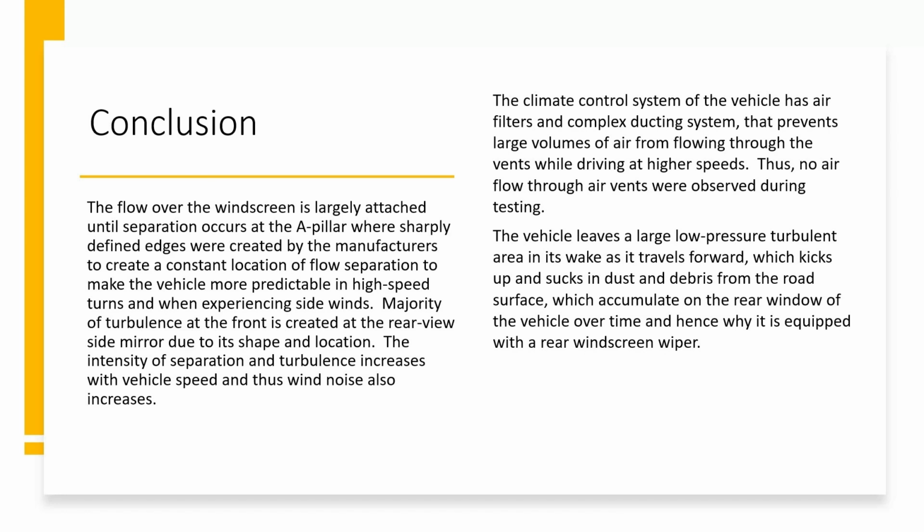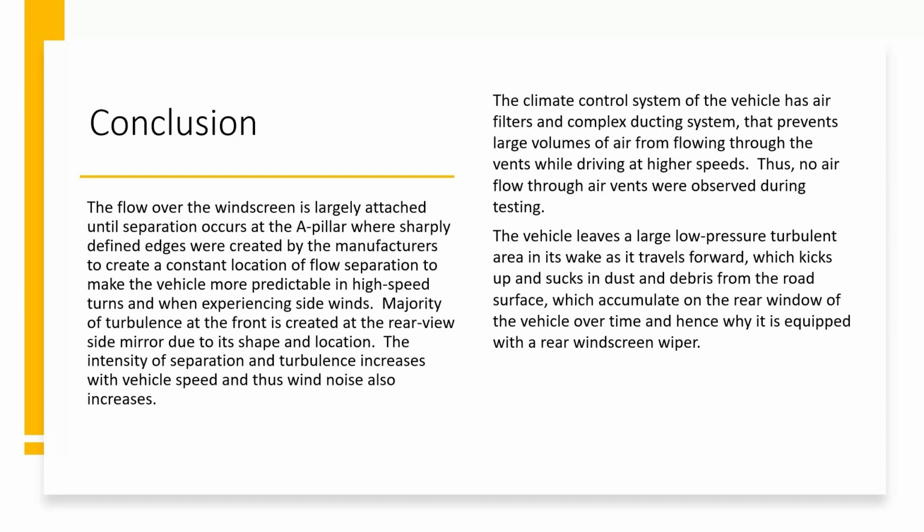The majority of the turbulence at the front is created at the rear view side mirror due to its shape and location. The intensity of separation and turbulence increases with vehicle speed, and thus the wind noise also increases. The climate control system of the vehicle has air filters and a complex ducting system that prevents large volumes of air flowing through the air vents while driving at higher speeds. Thus, no airflow through the air vents was observed during testing.